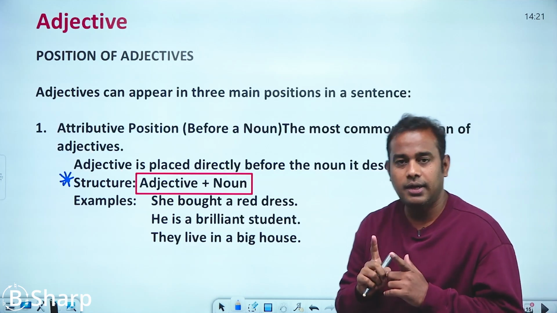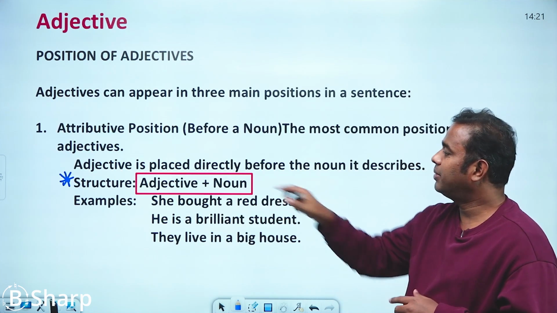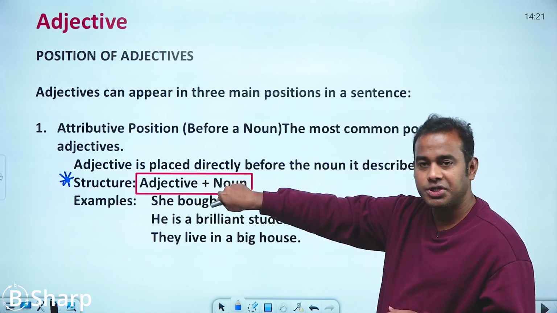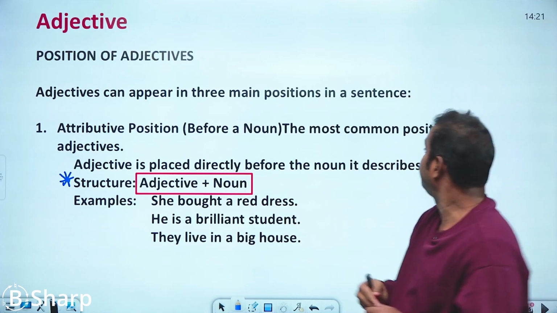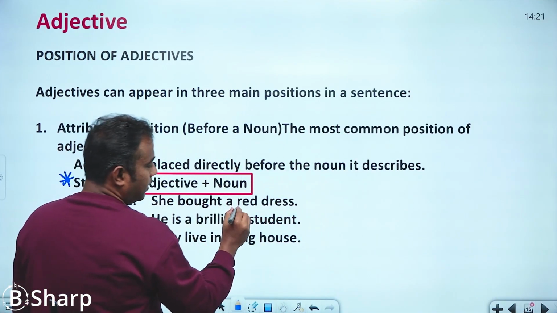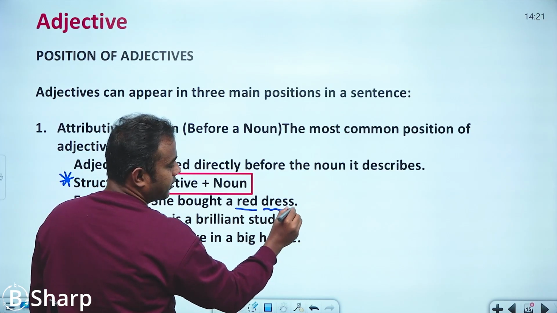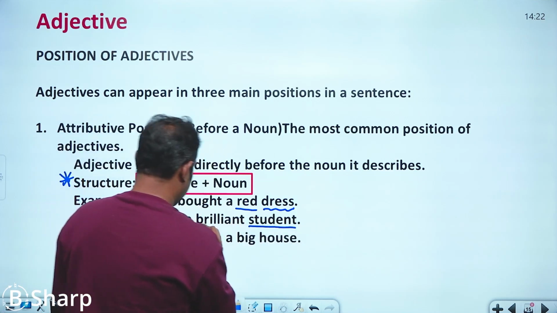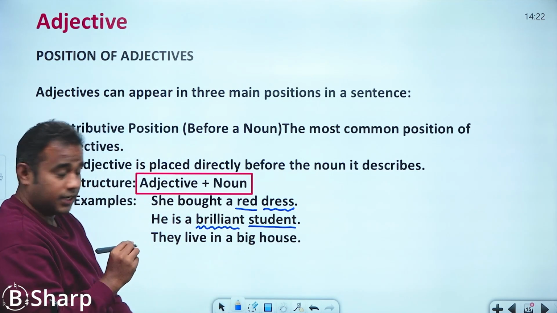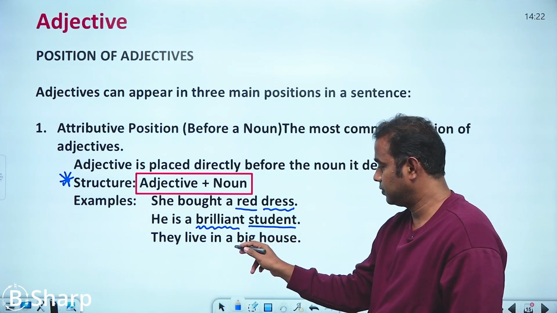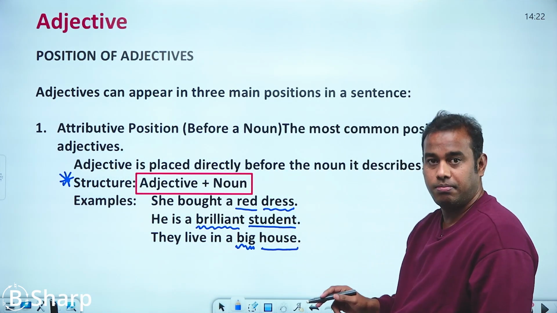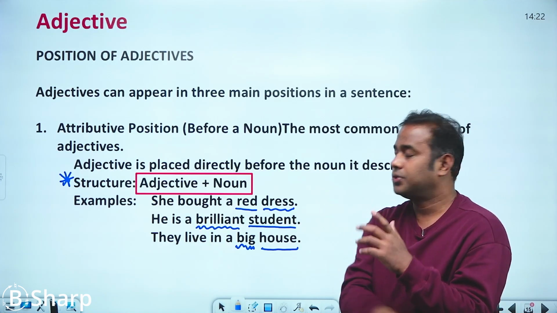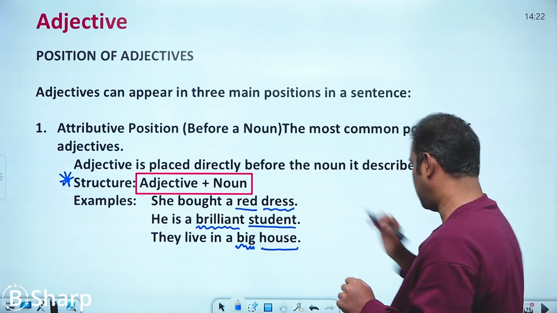In the attributive position, you must always have a structure where the adjective comes before the noun. For example, she bought a red dress. She bought a dress, and the dress is the red one. He is a brilliant student. He is a student, and this guy is very brilliant. They lived in a big house. So in the attributive position, the adjective always comes before the noun.